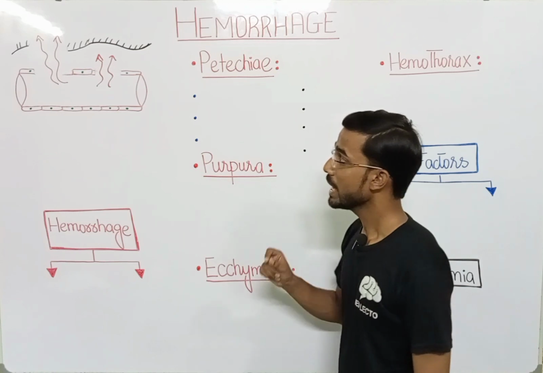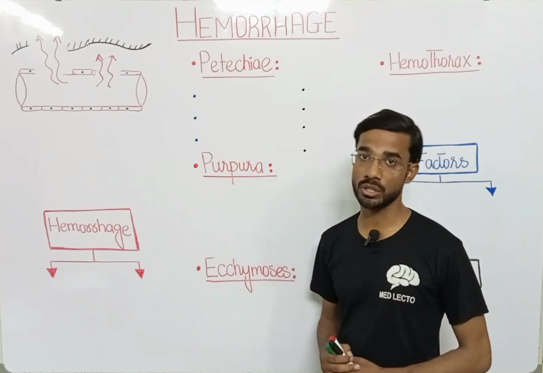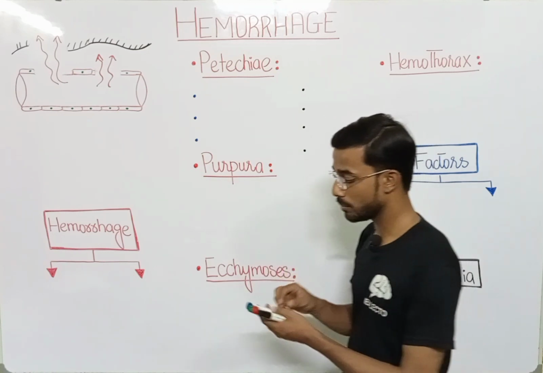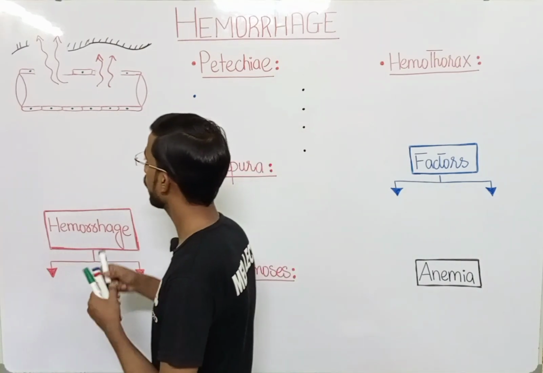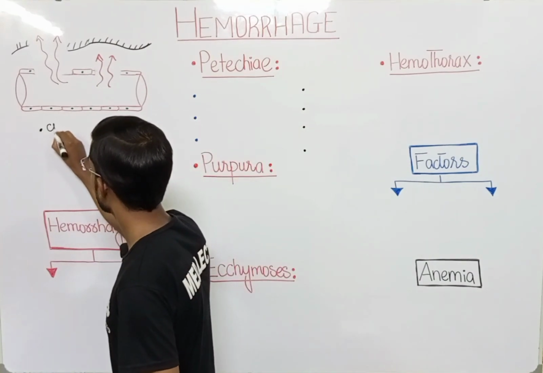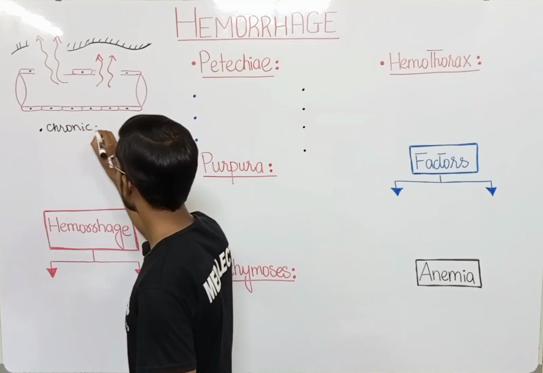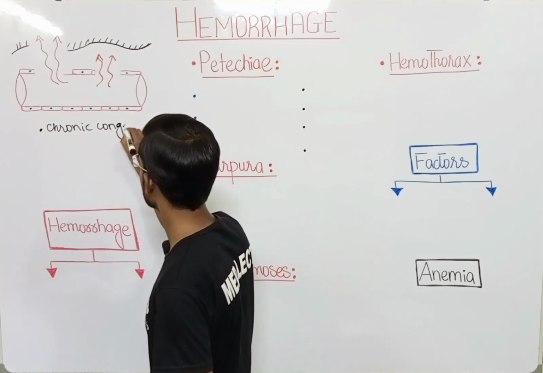Okay. If we see here like different causes of the hemorrhage. So first one, most important, is the chronic congestion.